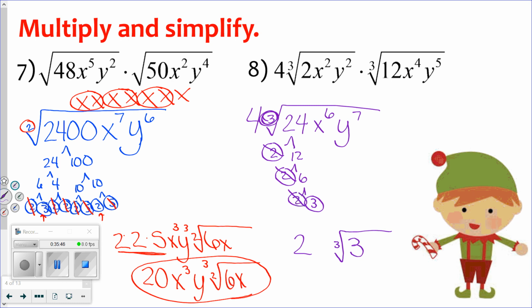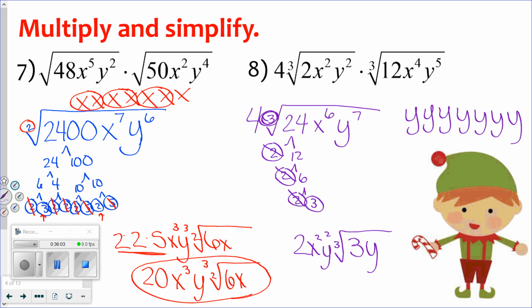How many groups of 3 can I take from my x's? 2. So that's going to be x squared. Groups of 3 from my y's. Leftovers? There'd be 1. Again, to reiterate, that's y to the 7th. That means I have 7 y's, and I'm looking for groups of 3. So there's 1 group of 3, 2 groups of 3, and 1 left over. So my y squared is my 2 groups of 3, and there's just a single y left over. He didn't fit in the group.